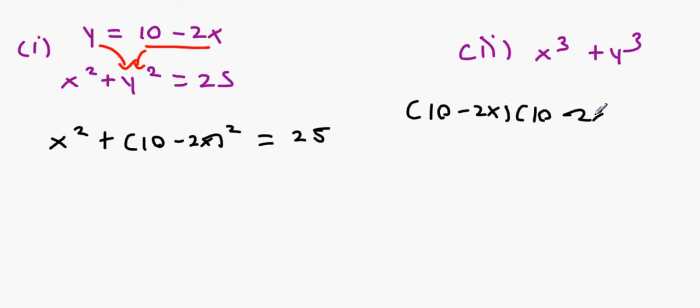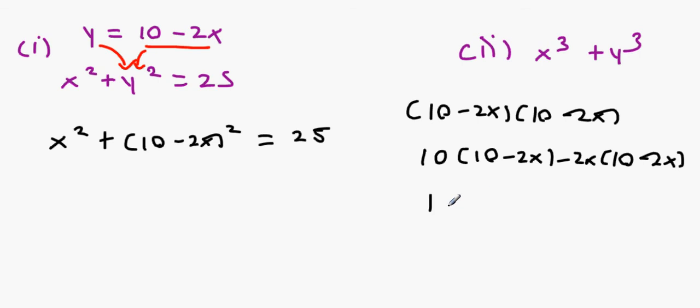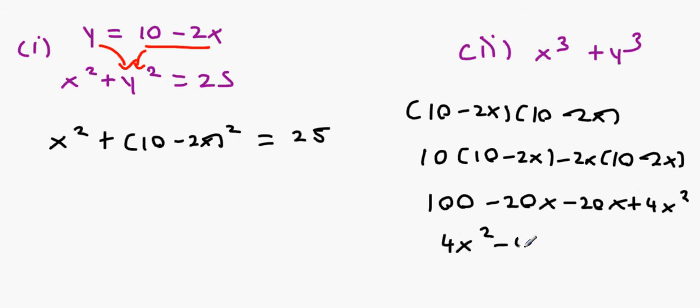When we square it out, we get 10 into 10 minus 2x, minus 2x into 10 minus 2x. Then what we should get is 100 minus 20x minus 20x plus 4x squared. Once that's done, we get 4x squared minus 40x plus 100. So we can substitute that in very neatly.